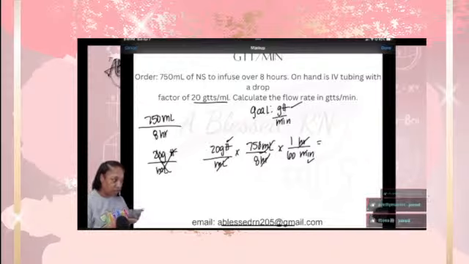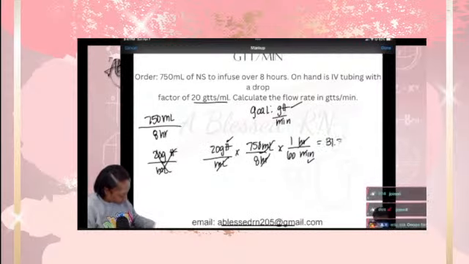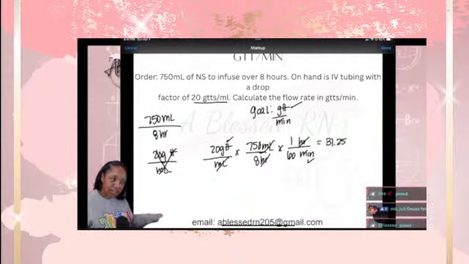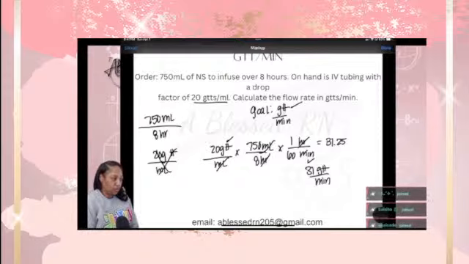Okay, so now we go to our calculator and we put 20 times 750 divided by 8 divided by 60. And that's going to be 31.25. You've never seen a fourth of a drip. Either a drip or none. So you have to round these to the nearest whole number. So that's going to be 31 drops per minute, rounded to the nearest whole number.